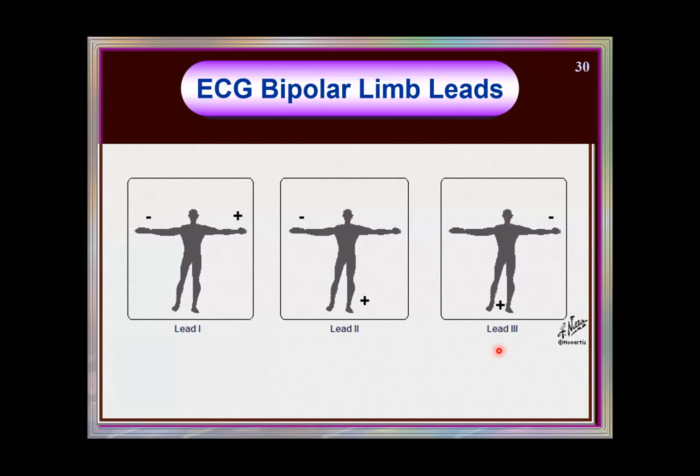So now I told you there are 3 bipolar leads. Why called bipolar? Because the potential difference is obtained from 2 points on the body, and these are limb leads because we are placing them on the limbs. That is why ECG.